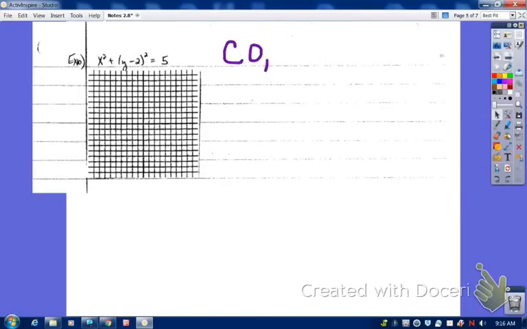0, 2. And then the radius is not going to be a whole number. That's okay, because we have a calculator, and we will estimate what the square root of 5 is to the nearest 10th. It's about 2.2. Does everybody understand why the center is at 0, 2? Everybody understand why the radius is approximately 2.2?